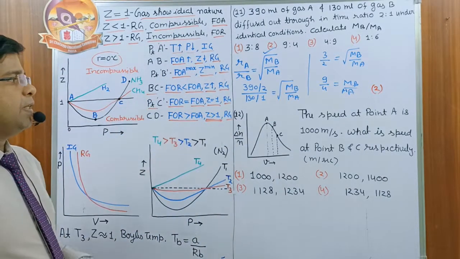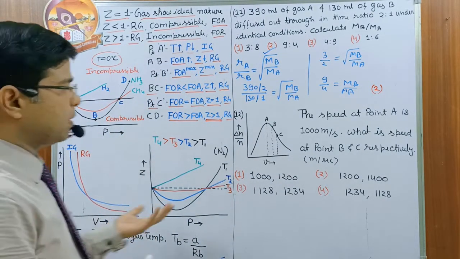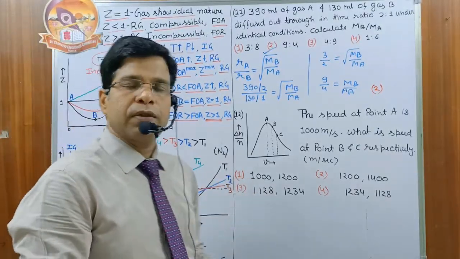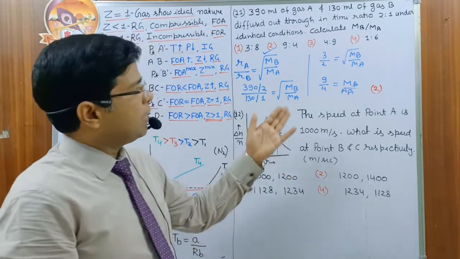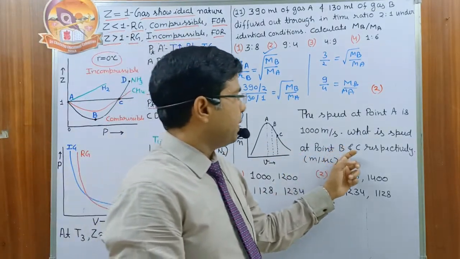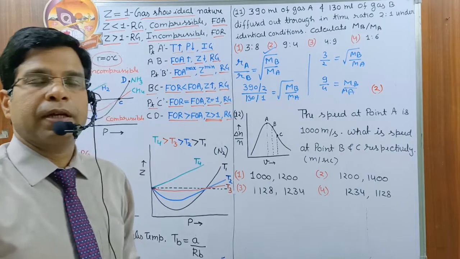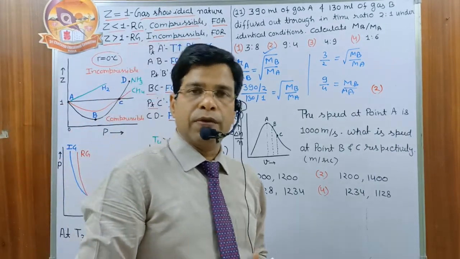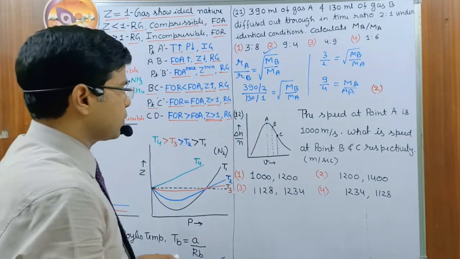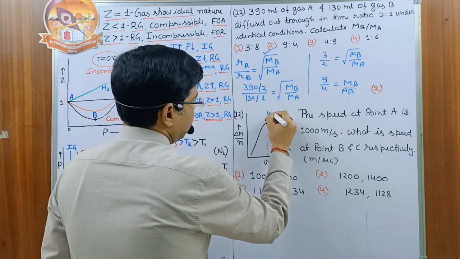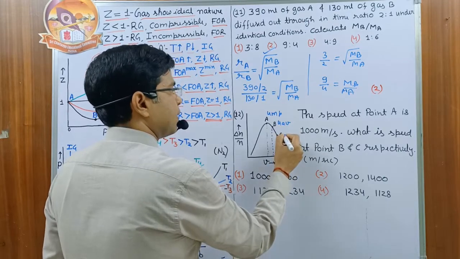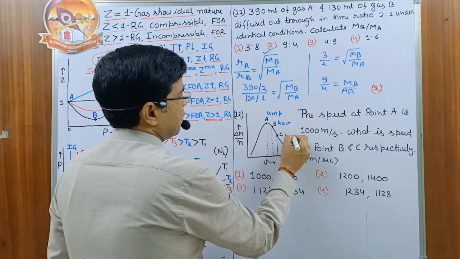Now see the next question, question number 12. It is perhaps the easiest question of the entire video. We have the fraction of molecules on the y-axis and velocity on the x-axis, and it is given that the speed at point A is 1000 meter per second. What is the speed at points B and C respectively in meter per second? This is one of the easiest questions, because we know that the maximum fraction always represents the most probable velocity. Means the velocity at point A is the most probable, then point B is the average velocity, and point C is the URMS velocity.